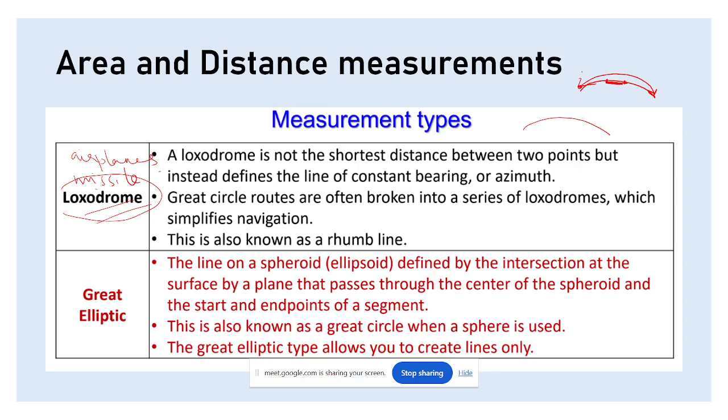Okay. So in the case of great elliptic, the line on a spheroid or ellipsoid is defined by the intersection at the surface by a plane that passes through the center of the spheroid and the start and end points of a segment. This is also known as a great circle when a sphere is used. It's basically, how can I say, let me see if I can get some image. I forgot to include it in this. Just a moment.